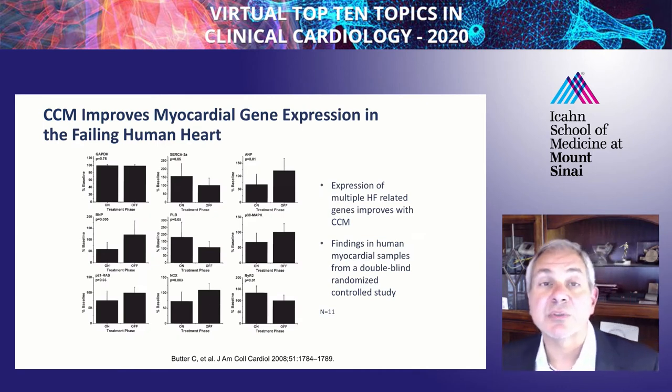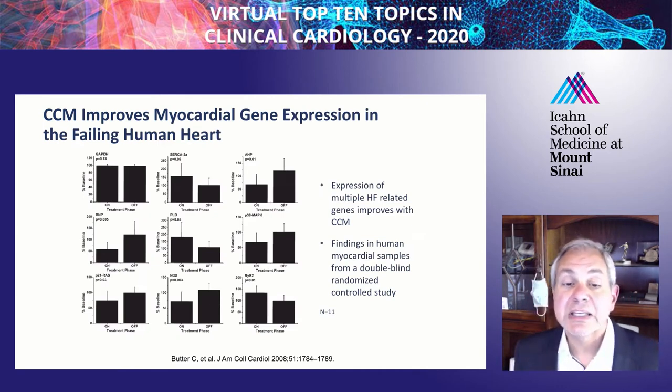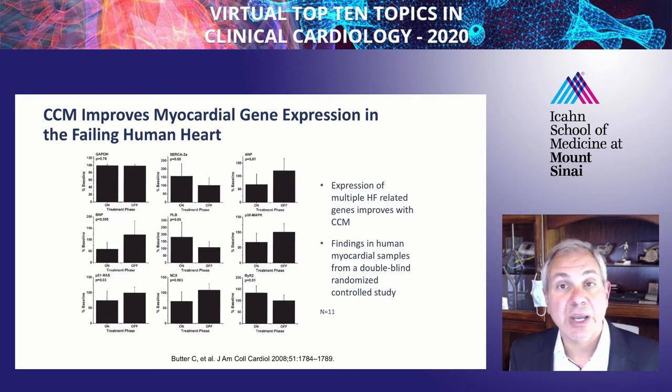Mechanistically, CCM improves myocardial gene expression in the failing human heart. The results shown on this slide look at the expression of multiple heart failure-related genes, which improve with cardiac contractility modulation. These findings come from human myocardial samples from a double-blind randomized controlled study employing serial endomyocardial biopsies at baseline and at follow-up to examine changes in gene expression.